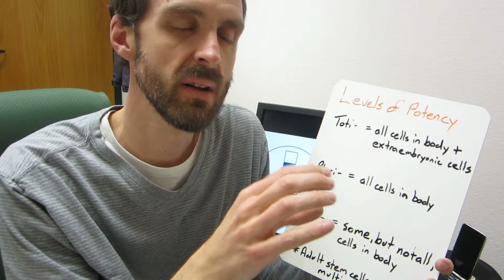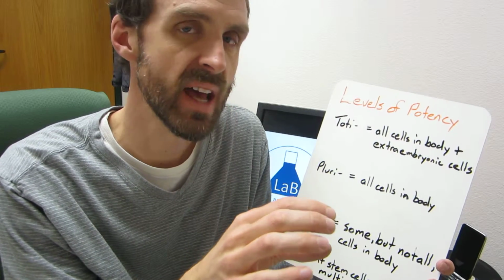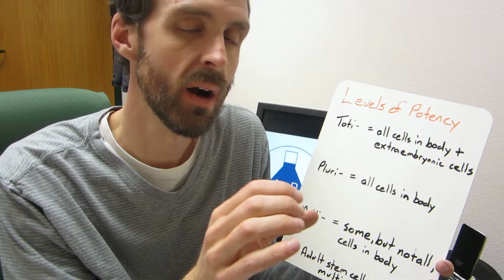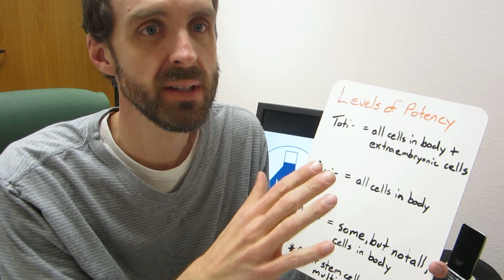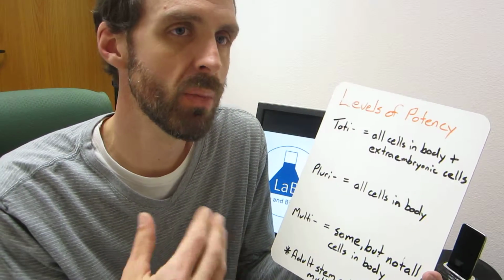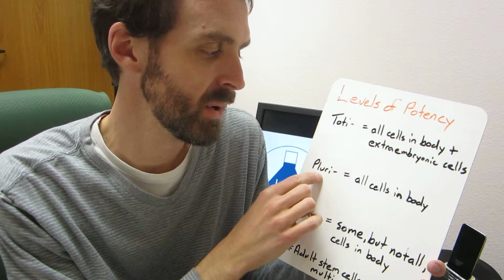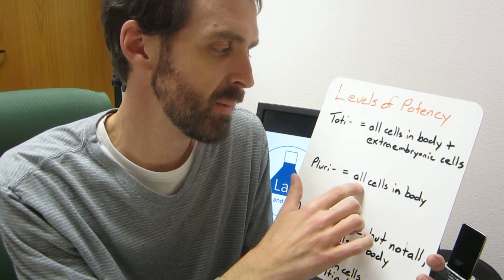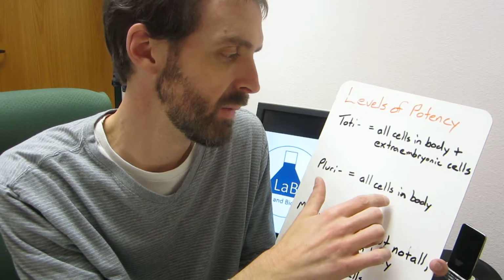You get a zygote, and the first several cell divisions of that zygote, the cells that come from that are totipotent. But if you allow several more cycles of cell division to occur, you end up with cells that start to become more and more differentiated, and they get to the point where they're only pluripotent. So in that case, they can only become the cells of the body. They can't become the placenta or vice versa.